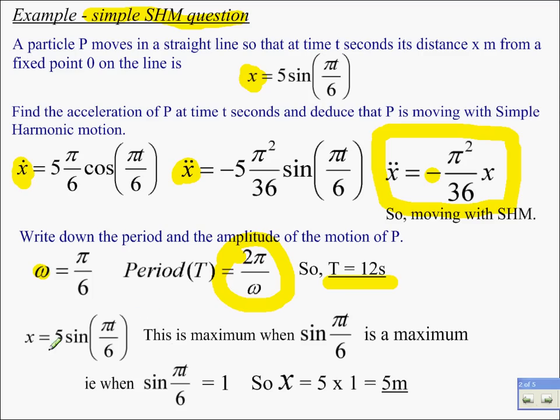Okay, so looking here, we needed to write down the period and the amplitude of motion. So to find the amplitude, we need the displacement to be maximum. That's maximum when this sine is a maximum. That's a maximum when obviously it's equal to 1, that's the greatest value it can have. So when it equals 1, x is 5, so that is the amplitude.